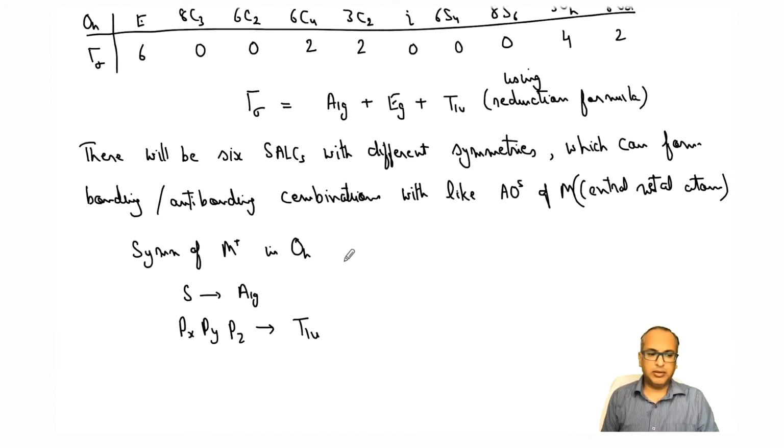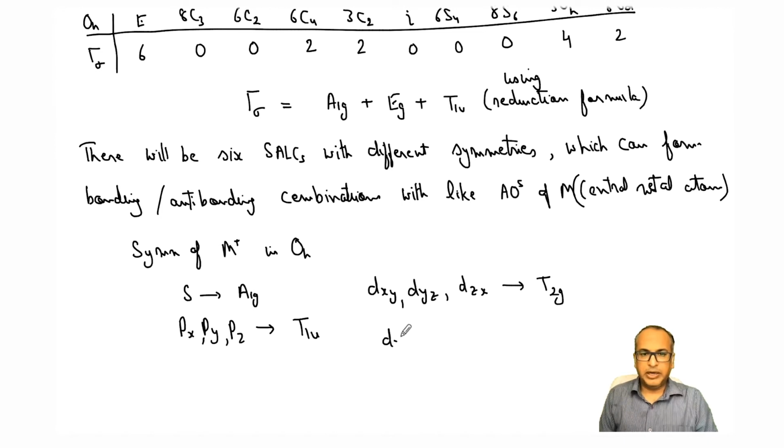And then dxy, dyz, dzx will match with T2g. There is no corresponding T2g SALC, so these will remain non-bonding. Then dz square and dx square minus y square will transform as Eg. So this will also form bonding and anti-bonding. All right, so let's go to next over here.